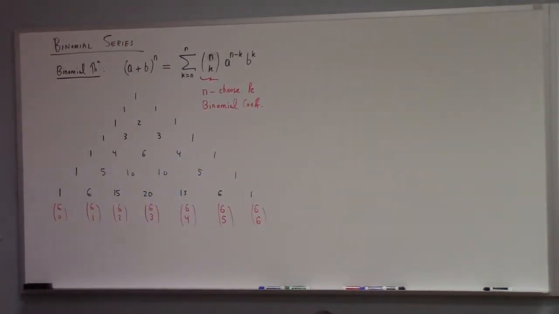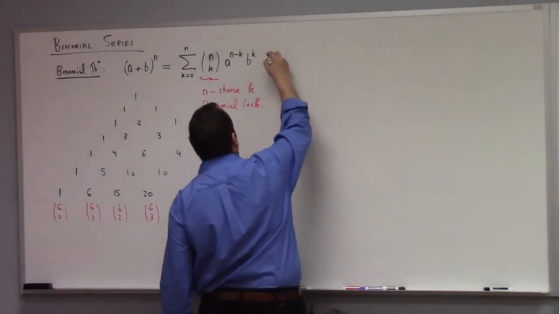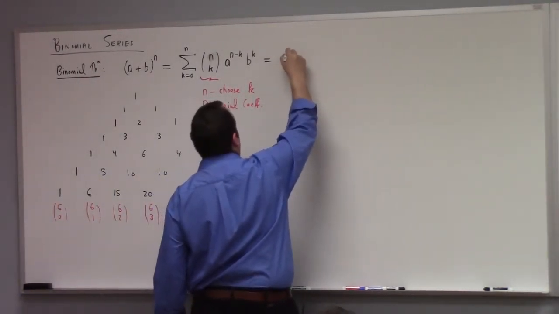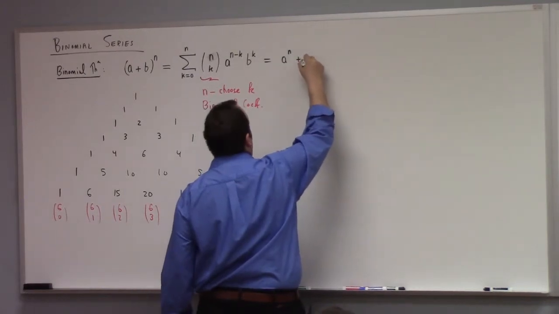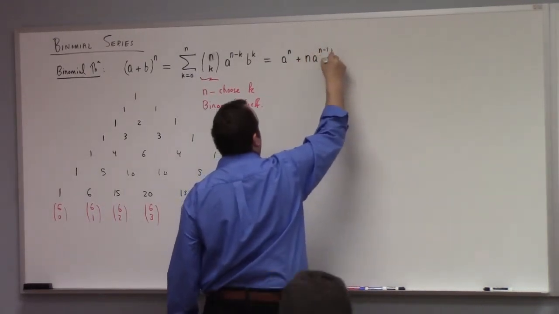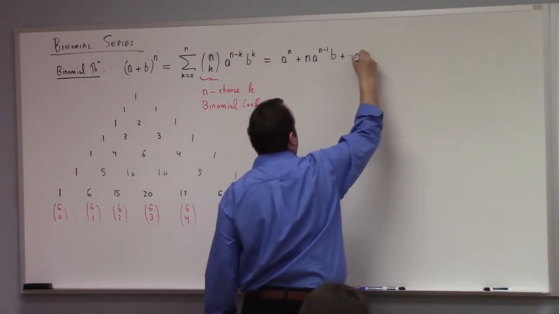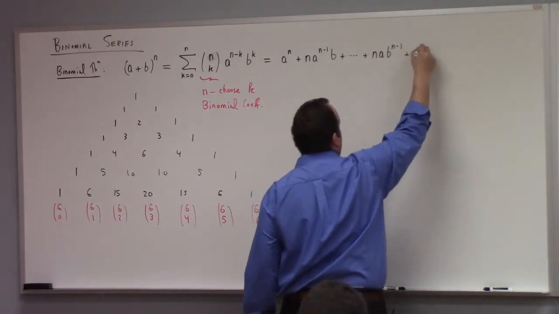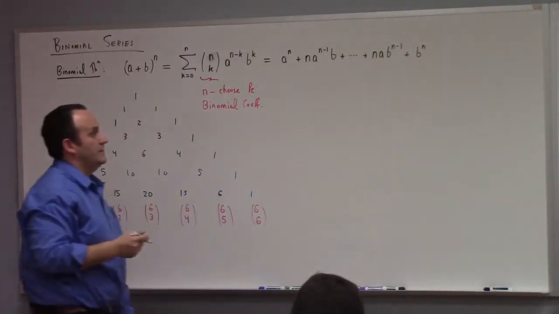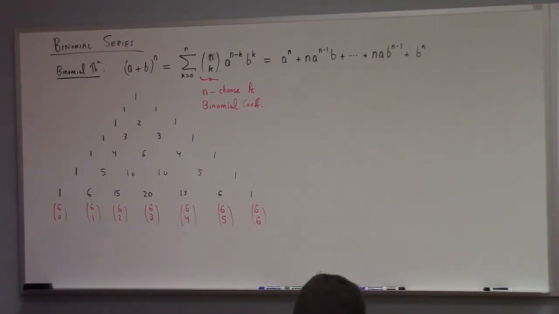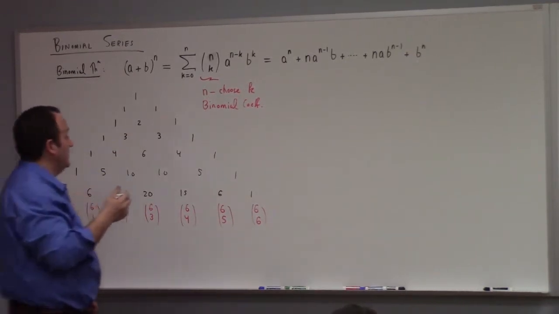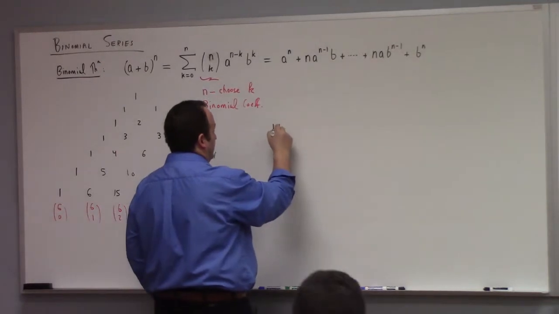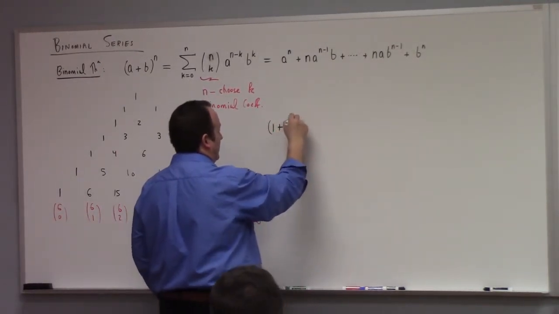So I can tell you some things sort of generically without a lot of work. What this looks like, of course, is a to the n plus n a to the n minus 1 b plus, and at the end, n a b to the n minus 1 plus b to the n. So this is stuff that happens in the middle. It's a little bit complicated, but you can easily figure it out for a specific choice of n, right? For example, if I chose 1 plus x to the 4th, what would it be equal to?